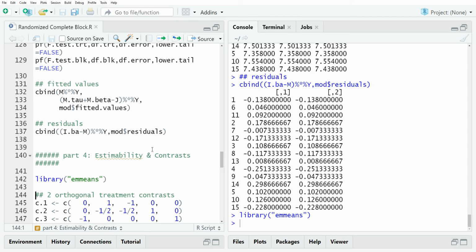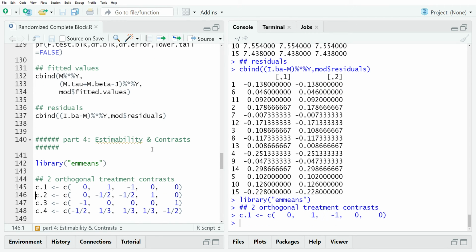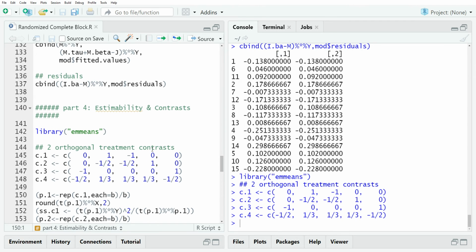Now, part 4, estimability and contrast. I made up these 4 orthogonal contrasts. Now, contrasts have to sum to 0, but orthogonal, if you dot product any two of these, it should be 0. Now, we want to calculate the sums of squares associated with each of these and test. So in the real world, you would pick meaningful contrasts, that you want to compare this mean versus that mean, or this group versus this group, etc. I didn't do that. So this is just for illustrative purposes.